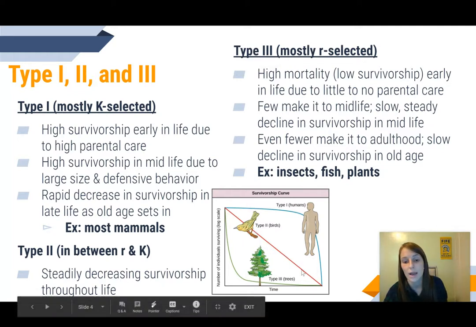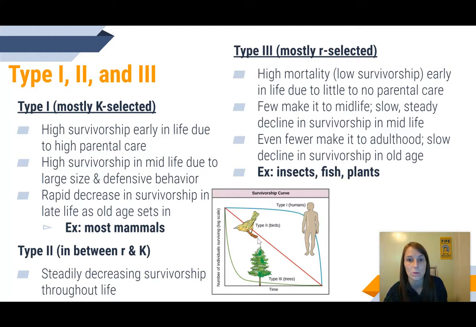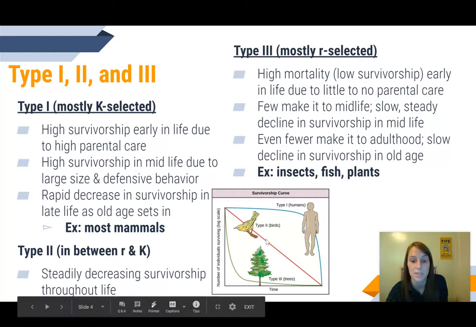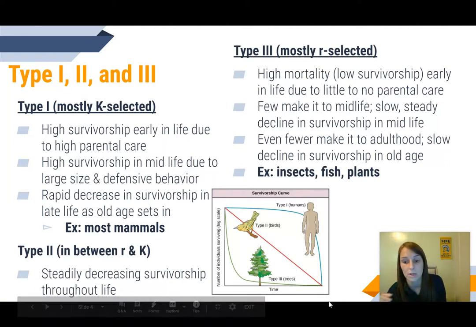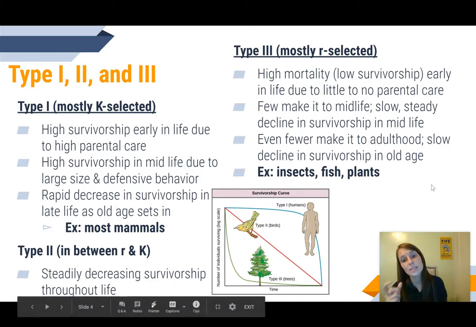And then over time, we're just going to see a continual die-off. Many of these species are not able to defend themselves as well, and so they're not going to have as much success later in life. So it's just going to be a pretty continual decreasing survivorship over time. Type 3, this is going to be mostly our R-selected species.